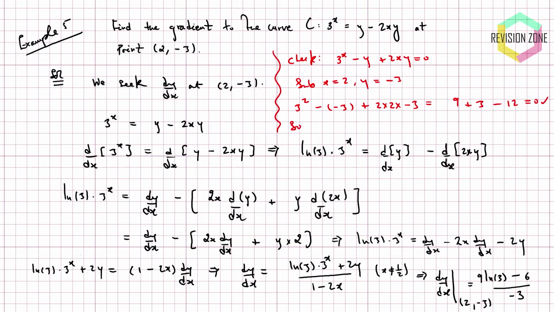So we've shown that the point 2, minus 3 lies on C. So in other words, it makes perfect sense to ask the question, what is this derivative evaluated at this point? And we can then say with confidence that this number here, when we evaluate it, is going to give us the steepness of the gradient to the curve at the point C.